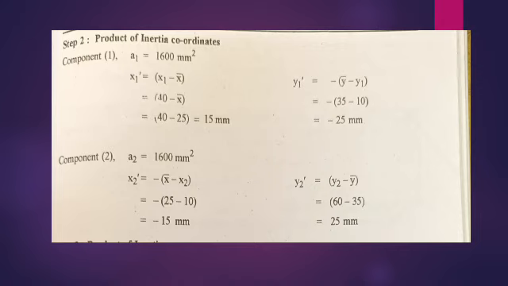Then y2 dash is equal to y2 minus y bar. Here the sign is positive. Sorry, in the second quadrant, here the component 2 is in the second quadrant. Therefore, the y-axis value is positive, plus y2 difference y bar. Here the value of y2 is greater, therefore y2 minus y bar. The value 60 minus 35 is equal to 25 mm.